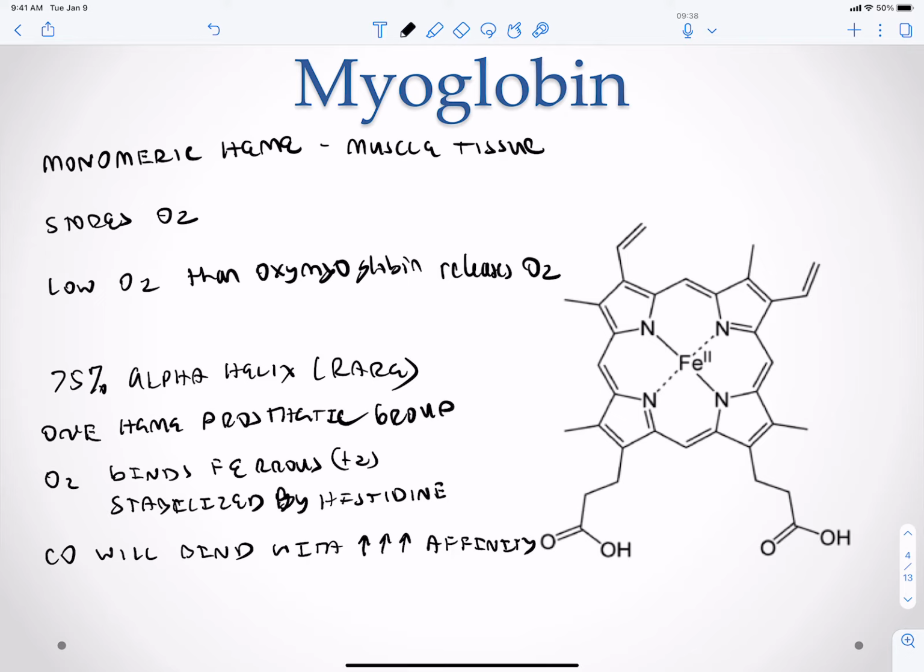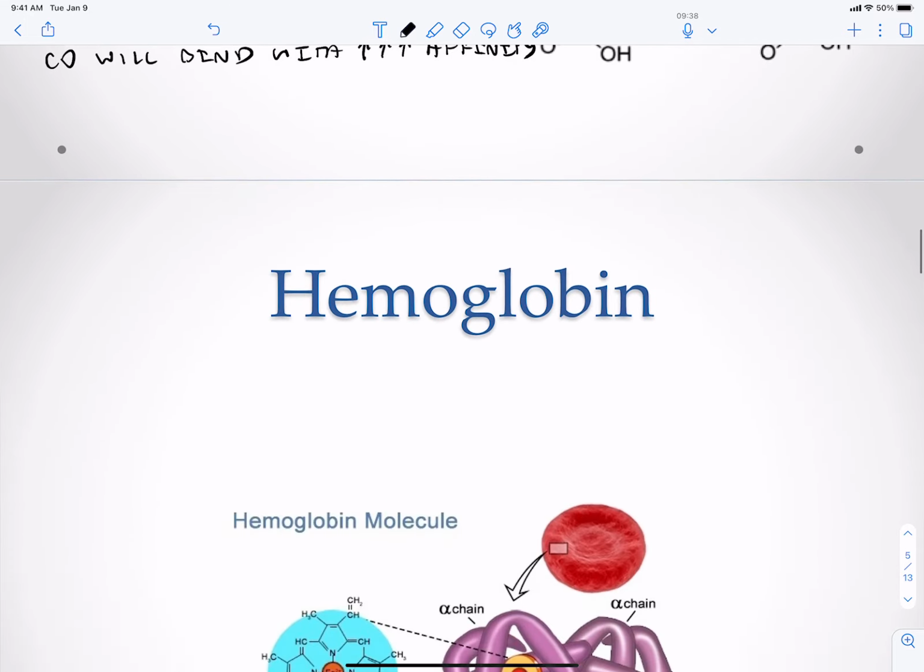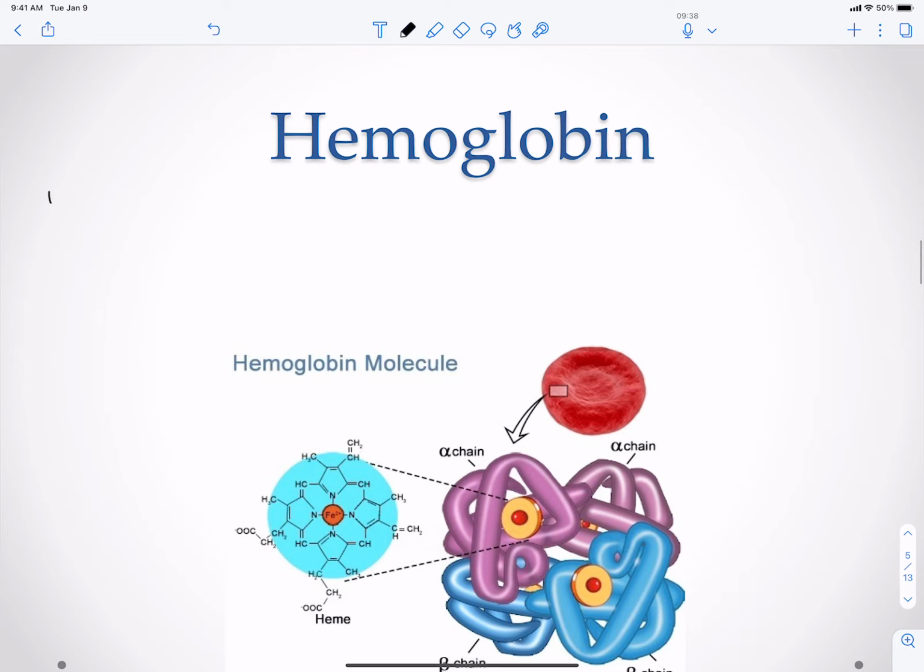So carbon monoxide binding a heme is responsible for asphyxiation from carbon monoxide poisoning, and it has a higher affinity, so it outcompetes oxygen. Now, hemoglobin is a tetramer. And tetra means, of course, 4. So it is a tetramer protein, and it's found in erythrocytes, or red blood cells. It's responsible for binding oxygen in the lungs, transporting that through the body, as we all know.